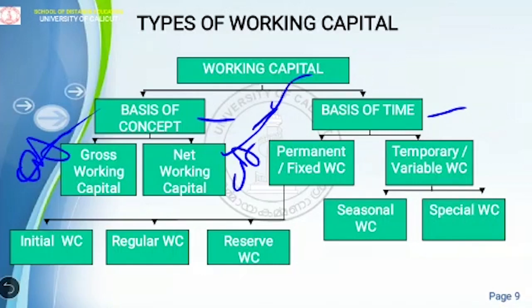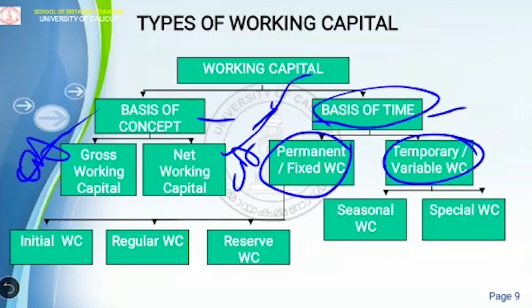So the types of working capital, here you can expect an essay question or paragraph question in your examination. Working capital can be broadly classified based on the concept and based on time. Based on concept, we already discussed gross working capital and net working capital. Gross working capital means investment in current assets, and net working capital means current assets minus current liabilities.